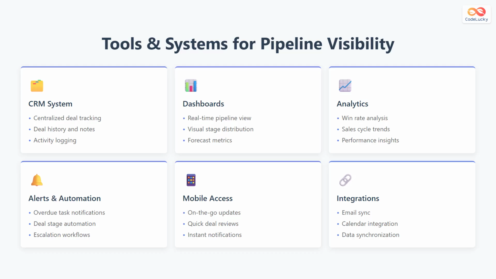Mobile access ensures your team can update pipeline information and view dashboards from anywhere. Finally, integrations with email, calendar, and other systems reduce manual data entry and keep information synchronized. Choose tools that fit your process, not the other way around.